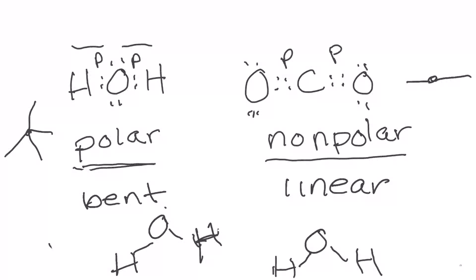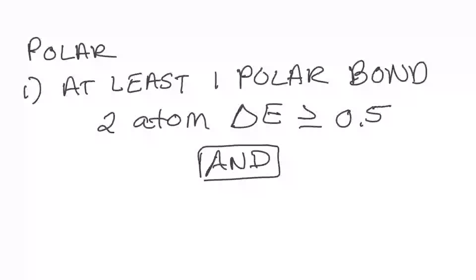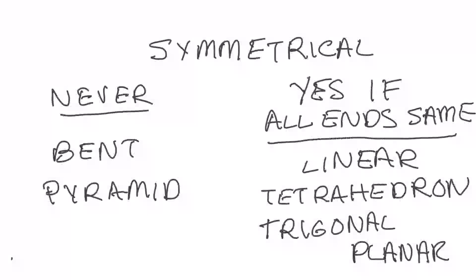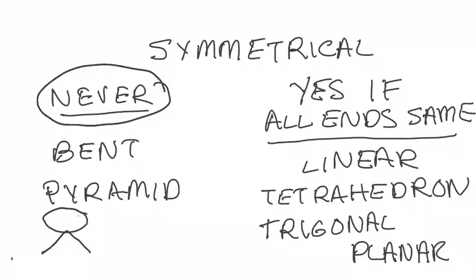Well, I'm going to give you some clues at judging symmetry. So let's move down here. How do I tell if something is symmetrical or not? Well, if it's bent or if it's a pyramid, it is never symmetrical. Why? Because the tops of these shapes are different than the bottoms of these shapes, right? So something that is bent looks like this. The top is different from the bottom. If something is a pyramid, it looks like this. The top is different than the bottom. They are never symmetrical.